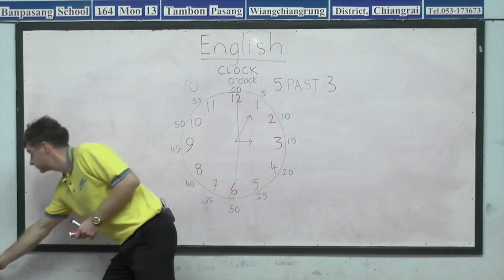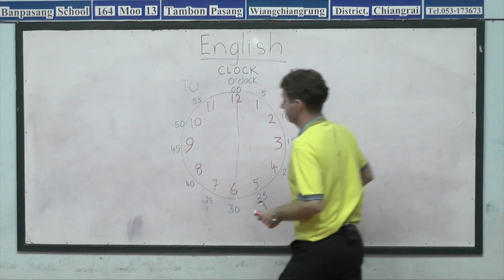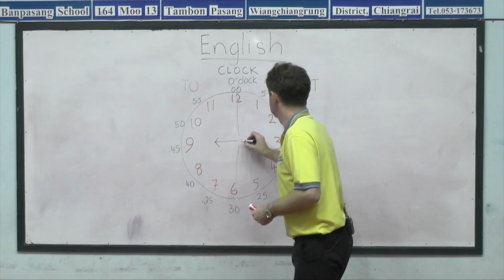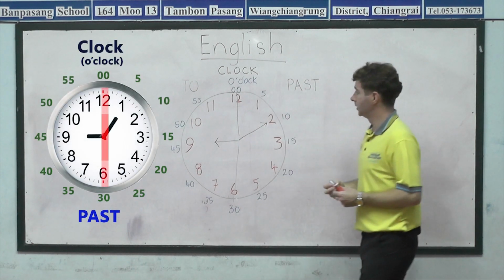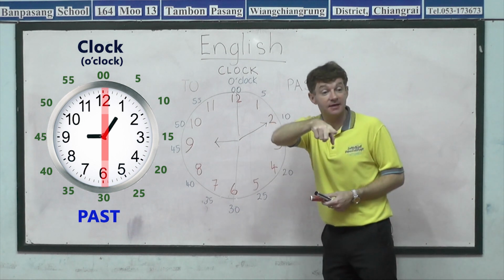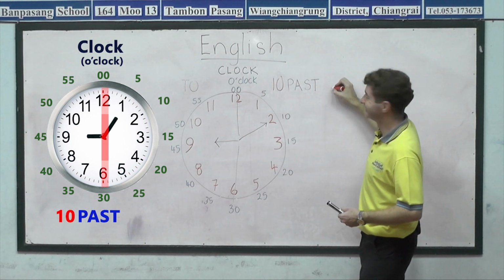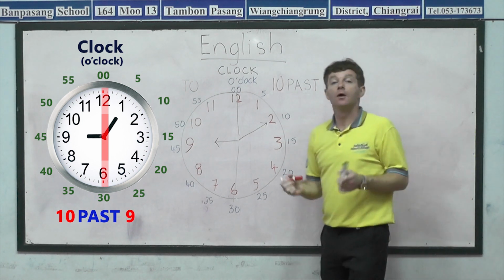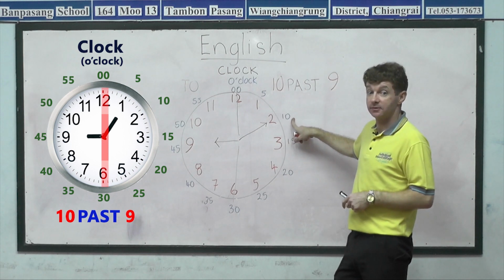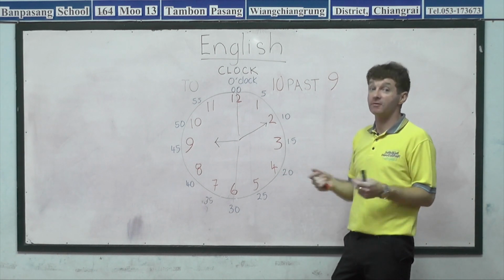So let's do one more. 10 is correct, but if we're thinking about past, 10 past, excellent. 10 minutes past 9. 10 past 9. It's important to note, both ways are correct. You can say 9:10 or 10 past 9. They're both correct. It's just that there are two different ways to say it.